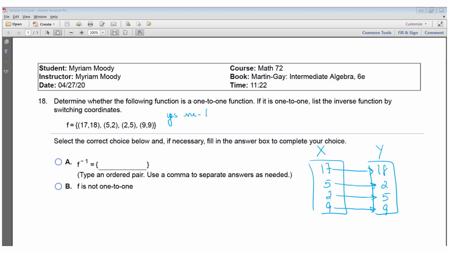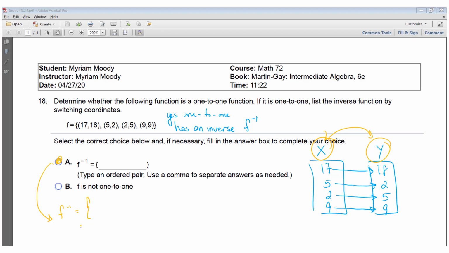Yes, one-to-one, which means it has an inverse. And the inverse notation is the function notation with a little -1 in what looks like an exponent position. Okay, so that will be letter A. And they want us to literally write the inverse. Remember, since it's one-to-one, your x and your y are going to switch places. So, again, I'm going to write my answer down here because I have a little bit more room.